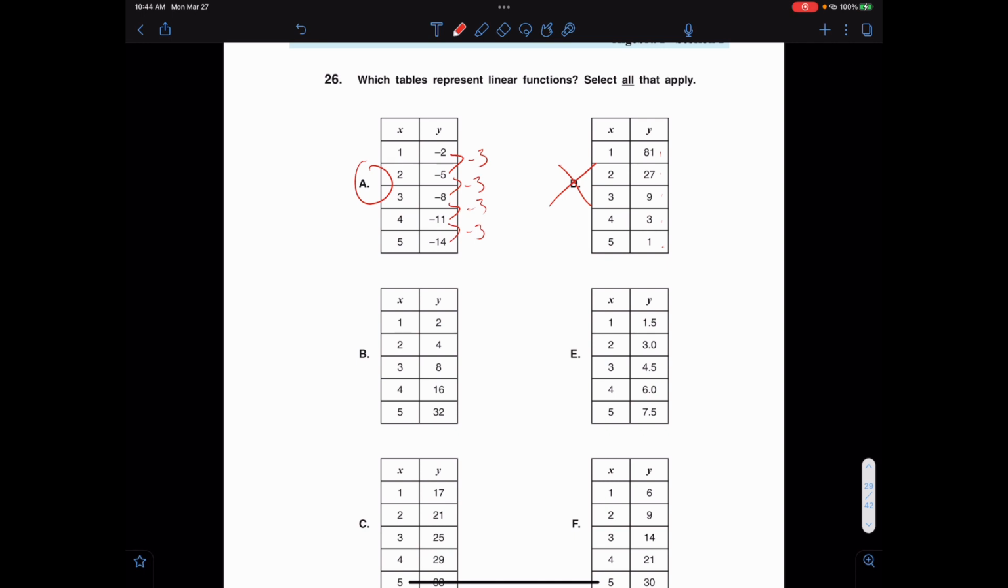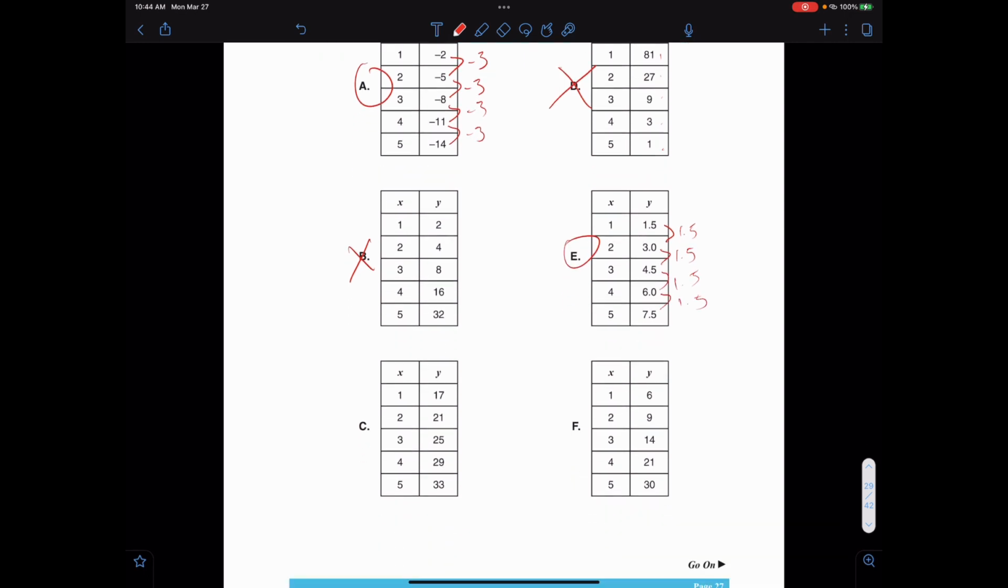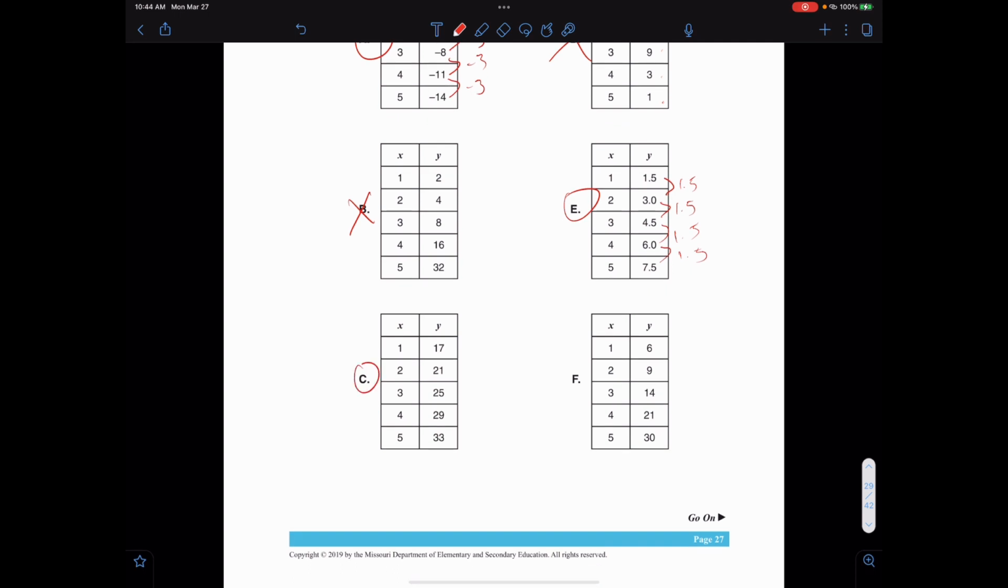Okay, B. So B, we double it every time, so that's exponential growth. E, we add 1.5 every time, so that could be it. So E. C, we increase by 4 every time, so that could be it. And F goes up by different amounts each time, so that's 3, that's 5, that's 7, that's 9, so it goes up by different amounts each time, so it cannot be F.